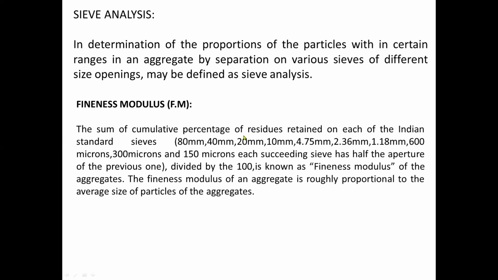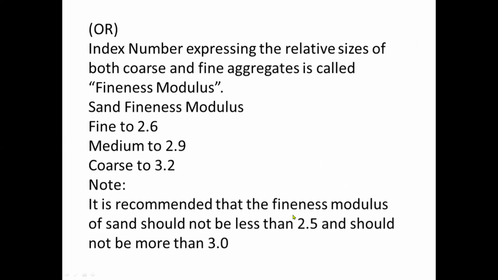Each succeeding sieve is twice the aperture of the previous one, divided by 100, is known as the fineness modulus of the aggregates. The fineness modulus of an aggregate is roughly proportional to the average size of particles of the aggregates. It is an index number expressing the relative sizes of both coarse and fine aggregates, and it is called the fineness modulus.